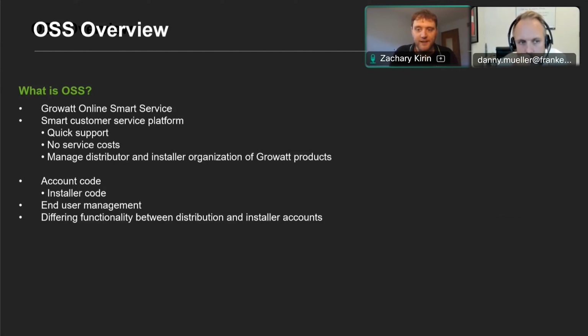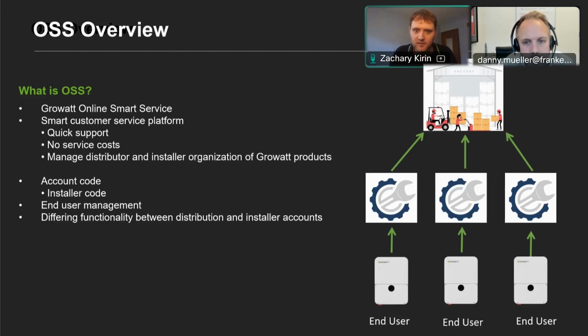This tool is free for any installer to create an account and visualize the performance of any of their commissioned systems immediately with absolutely no wait. The OSS platform has 2 user account levels as an installer or a distributor. So Franken Solar will be the distributor. I believe the way that they will handle this is Franken Solar will create the installer accounts. And now we kind of describe a little bit about what that means.